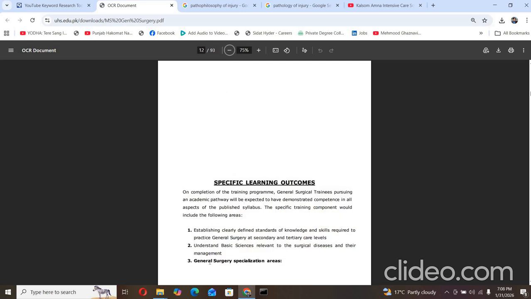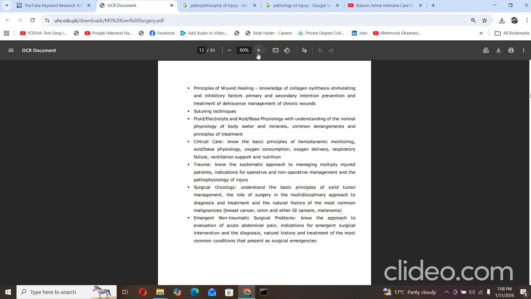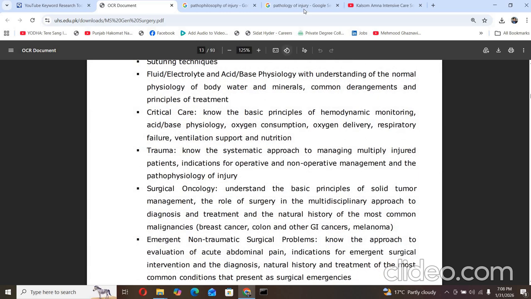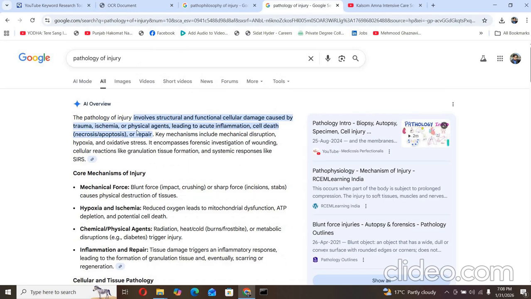So it is the starting of the lecture. It is the starting of the course. Specific learning program, special general surgery specialization areas, and today our main topic is trauma and the pathophysiology of injury. So let's study the pathology of injury.